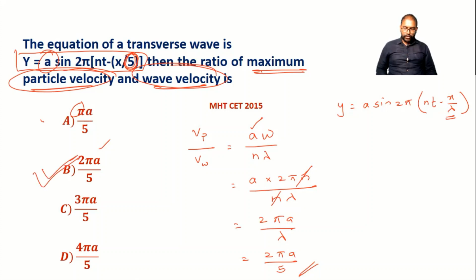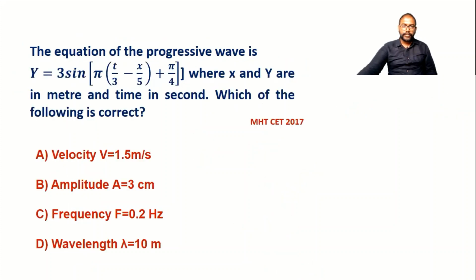Now after that, we have to go for the next question. Again you can see here the equation of a progressive wave. X and Y are in meters and time is in seconds, which means this equation is in SI form. Which of the following is correct? Basically we are talking about wave velocity and amplitude here. Let me compare this given equation with the standard form y is equal to a sine 2 pi, then t by capital T minus x by lambda.